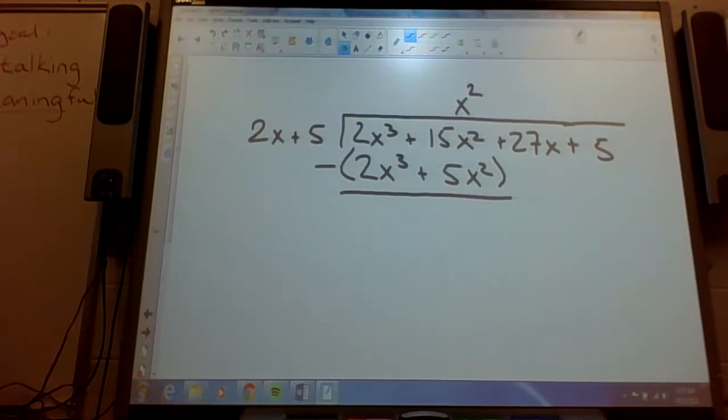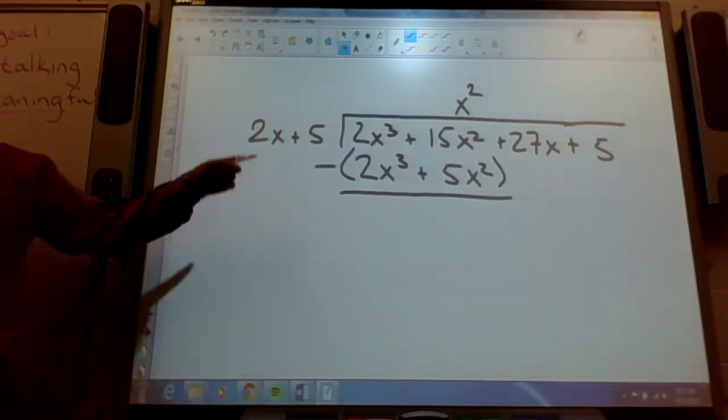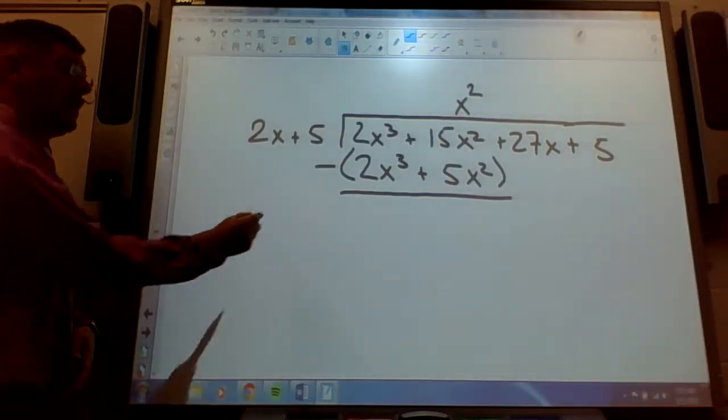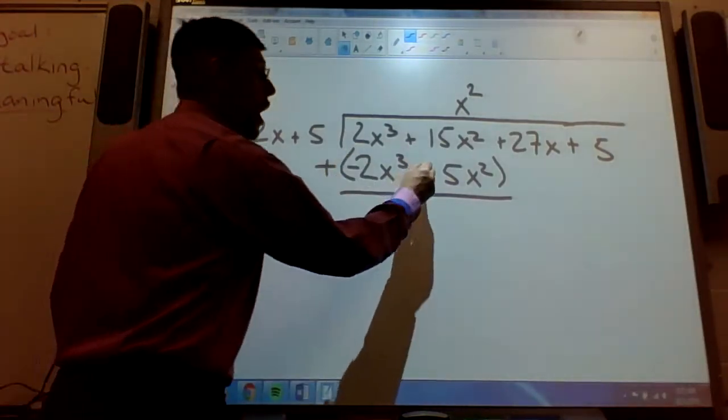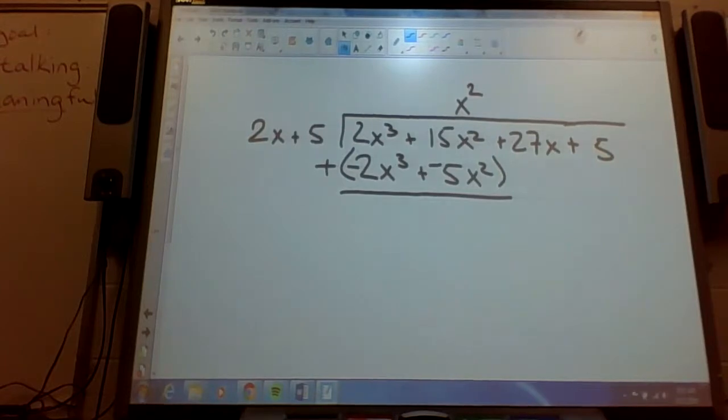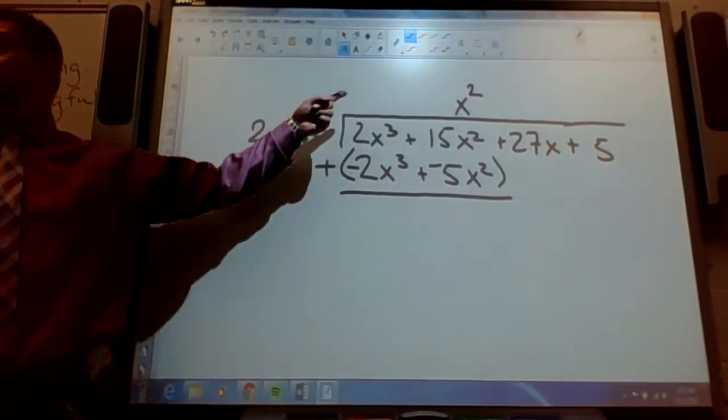What don't I want you to do, Tyler? Lose track of the negatives. I don't want to lose track of the negatives, right? So I'm going to distribute the negative. Boom, boom, boom. Bada boom, bada bing. Okay? Now I got track of my negatives.